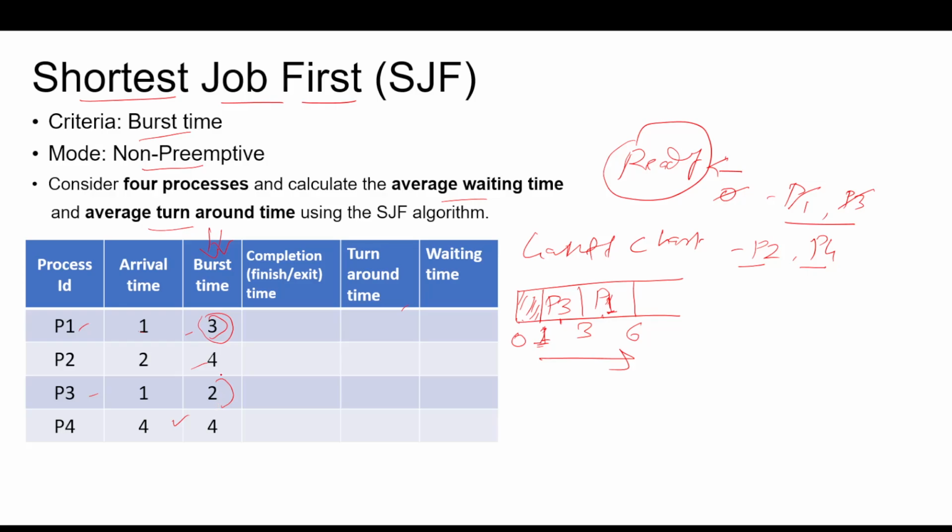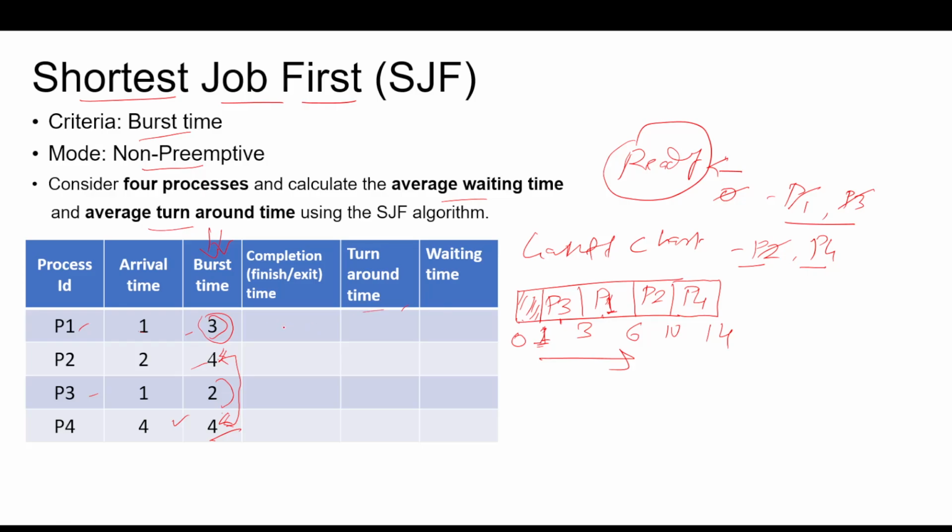Now see P2 and P4. Both processes have the same burst timing. If the burst timing is the same, we have to consider the arrival timings. Whichever process arrived initially is considered when the burst timings are the same. P2 arrived initially, so P2 will be executed. The burst timing is 4, so 6 plus 4 is 10. P2 is done. Only one process, P4, is left in the ready queue, so we execute it for 4 units because its burst timing is 4. So that is 14.